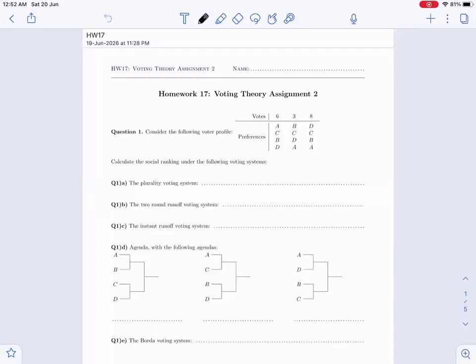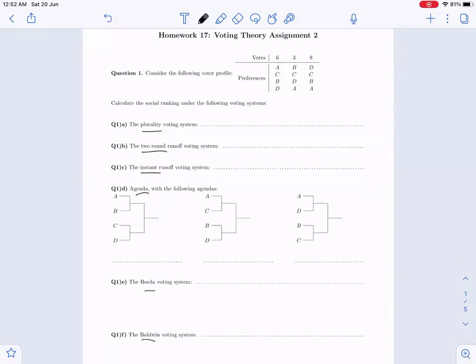Okay, let's go over the second homework for this unit, which is homework 17. This one covers all of the voting systems that you'll see in this unit. So it has plurality, two-round runoff, instant runoff, agenda, Borda, and Baldwin, everything at once.